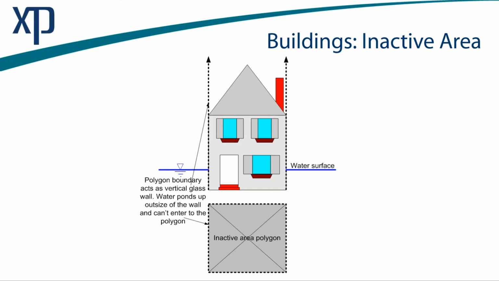One of the treatments that we offer in XP Swim is the inactive area, which a lot of you are using. And for those of you that use it, you know that basically the polygon boundary is an infinite vertical wall that extends up into the sky, and water is allowed to pond up against the polygon and not enter it, and that doesn't change over the course of the model, regardless of what's happening in the model.